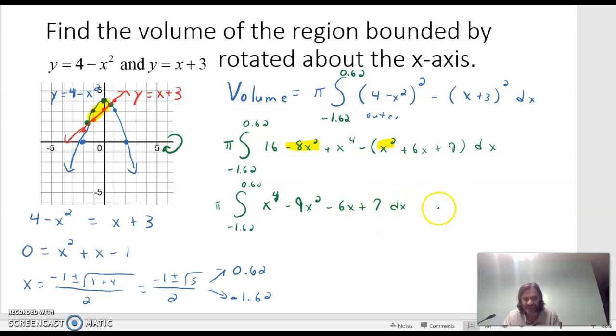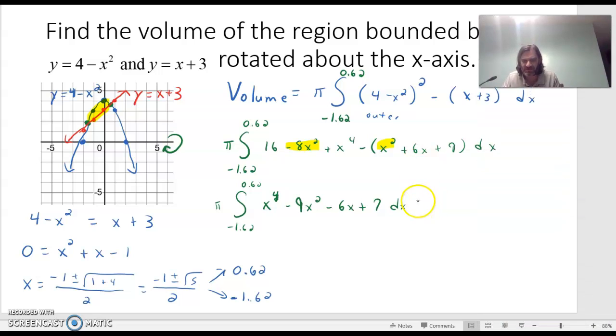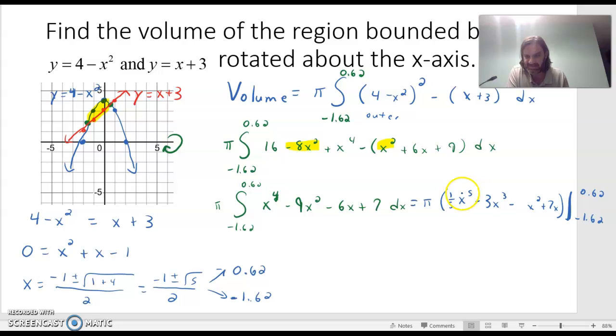I think I need to move my face to give us just a tad bit more room. When we integrate this, we'll have a pi on the outside. It'll be 1/5 x to the 5th minus 3x cubed minus 3x squared plus 7x. And that'll run from my negative 1.62 to my positive 0.62. So I'm going to pause the video and throw all the numbers in and see what happens.